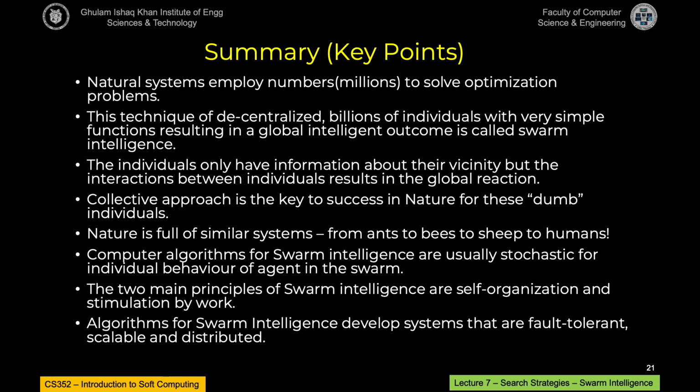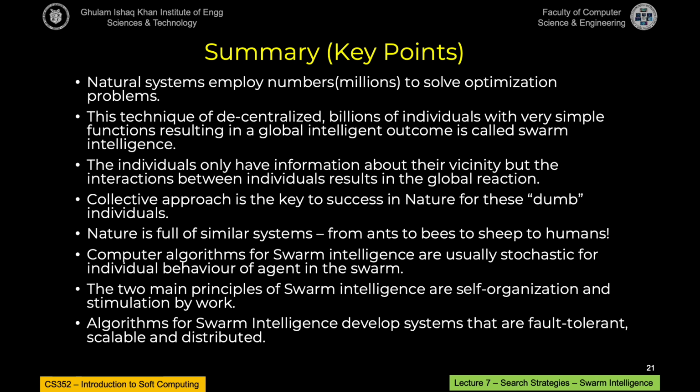is called swarm intelligence. Notice the words decentralized and billions of individuals. It depends on its large number as well as being decentralized. The individuals only have information about their vicinity, but the interactions between individuals result in the global reaction. It is actually the interactions between individuals that are important here, and this collective approach is basically the key to success in nature. Natural systems usually employ this particular collective approach most of the time.